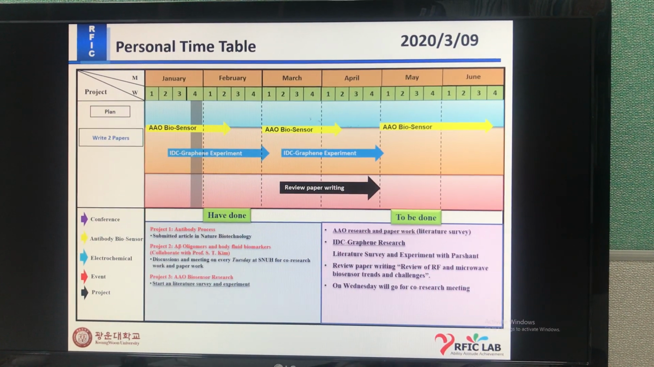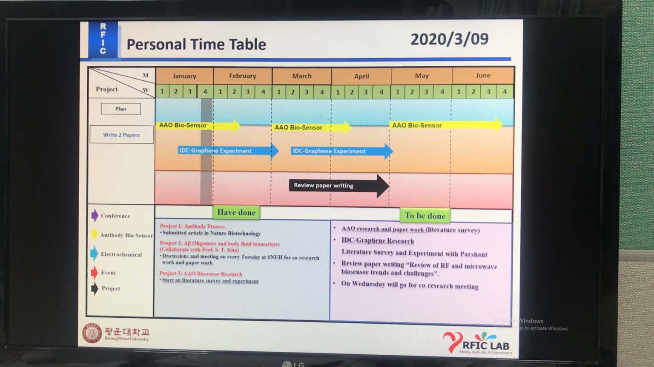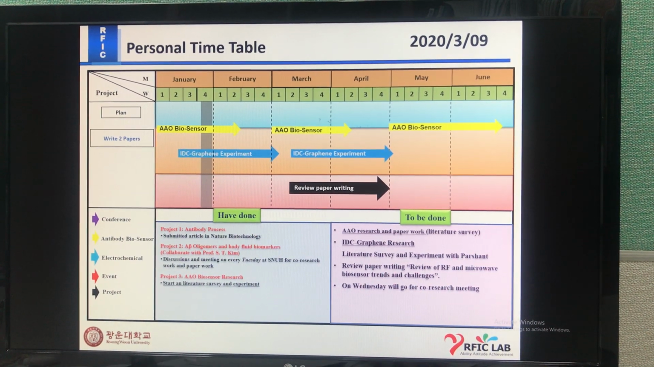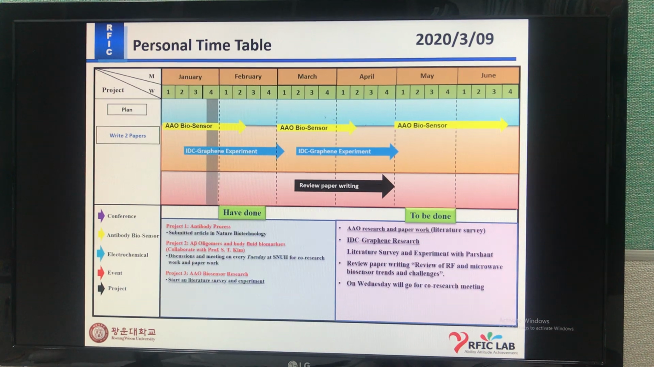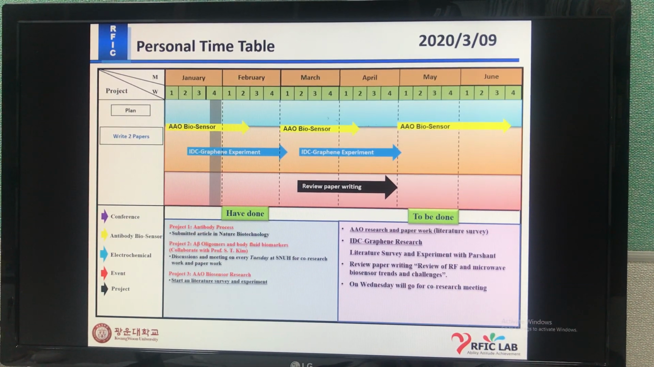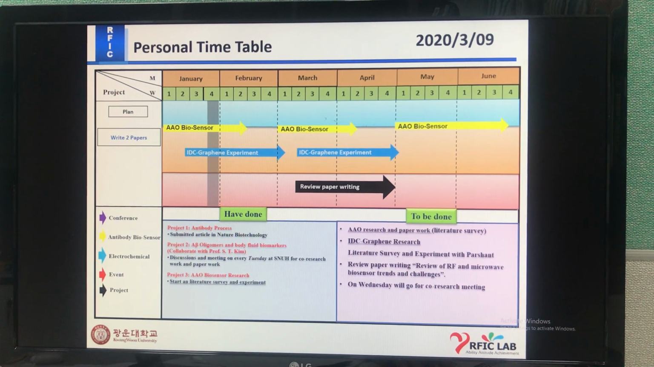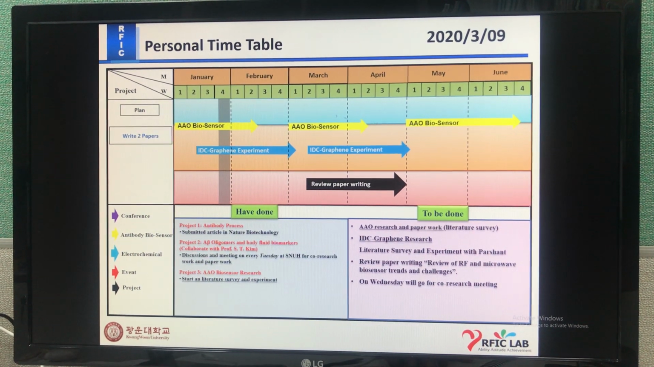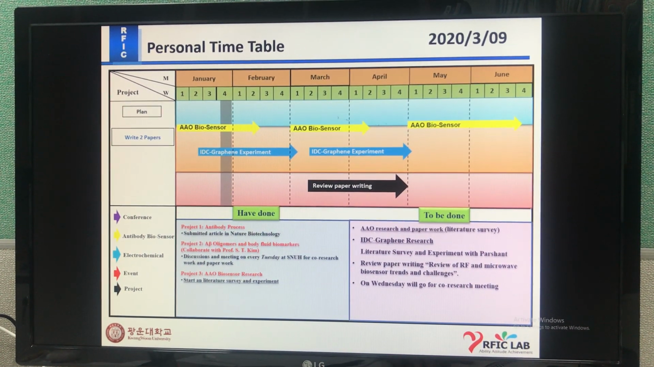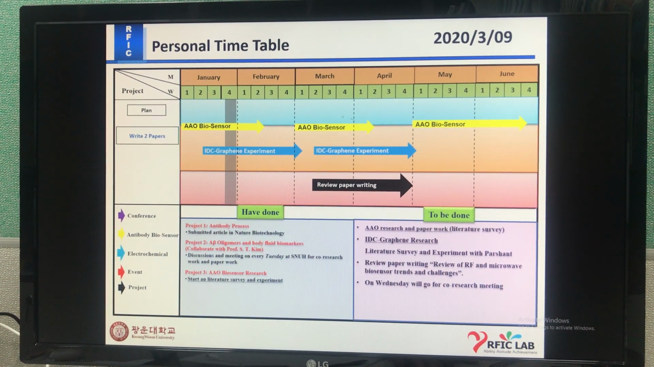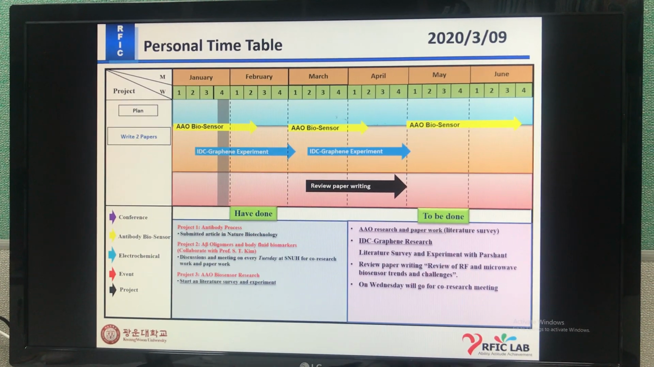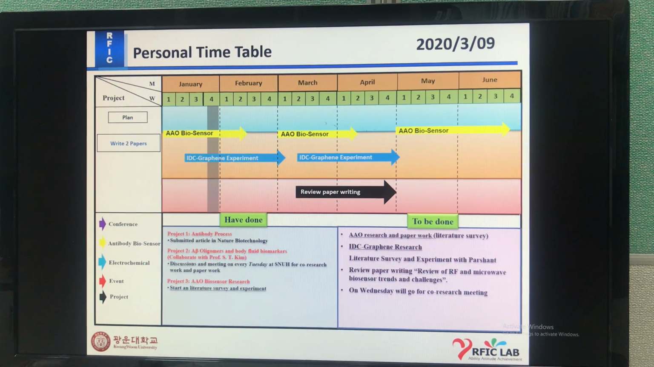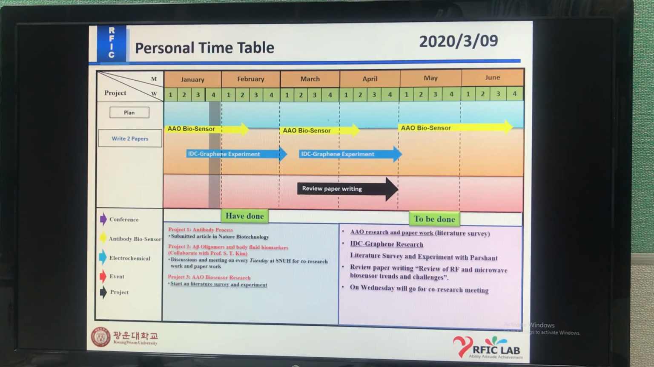Here is my personal timetable that is planned for the next week's work. The first item is AO research and paperwork, and also the literature survey. Simultaneously, I am working in the lab on IDC graphene research with Prashant to check the capacitance measurement, and also writing a paper related to this, and a review paper on RF and microwave biosensors, their trends and challenges. And next Wednesday I will go for the co-research meeting.